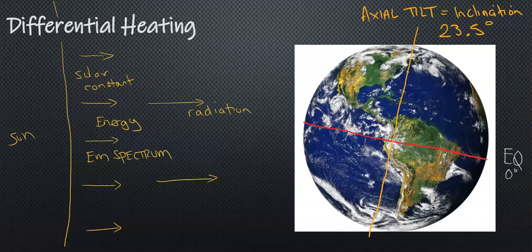So to look at GCMs and how the atmosphere moves as a large system, we've got to break it down into how this starts and how this initiates. Now, this is called differential heating. Differential heating is how certain areas of the Earth or locations are heated more than other areas.